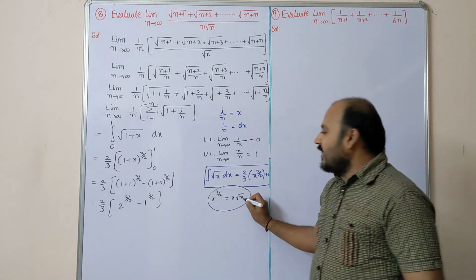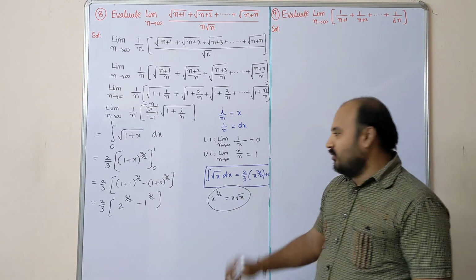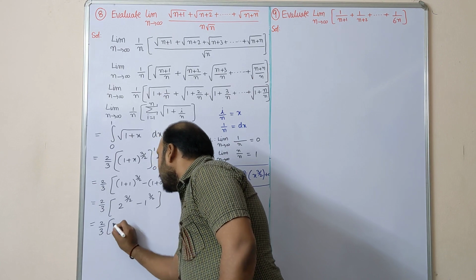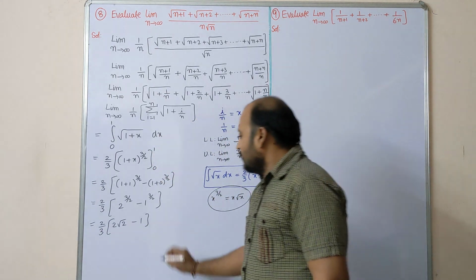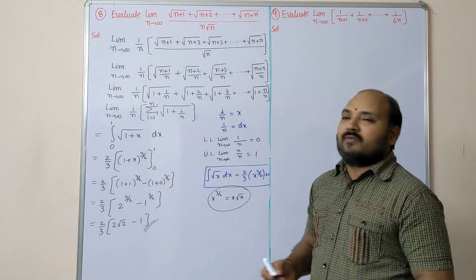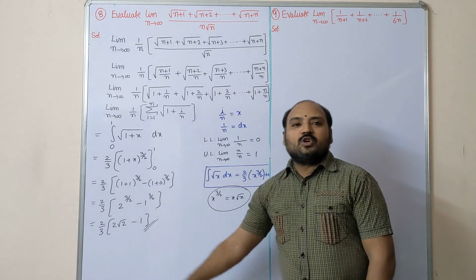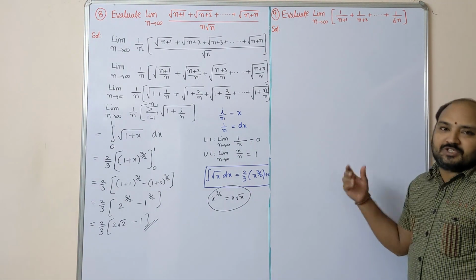So x power 1, root x power is what? Root x can be x power 1 by 2. 1 by 2 plus 1 is 3 by 2. So we can write it as 2 by 3 into 2 root 2 minus 1 power 3 by 2 is 1. So this is the required value. So limit n tends to infinity, the given value is equal to 2 by 3 times of 2 root 2 minus 1.